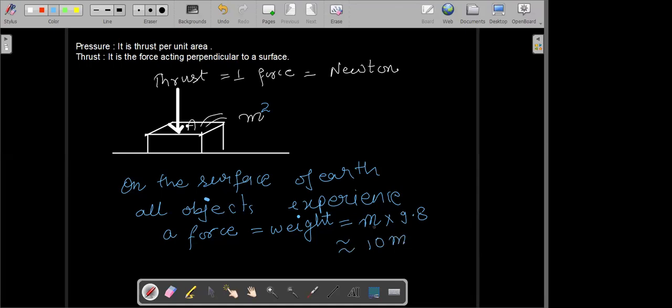So see, up to now you have heard that mass and weight are the same thing. How many of you think that mass and weight are the same things?